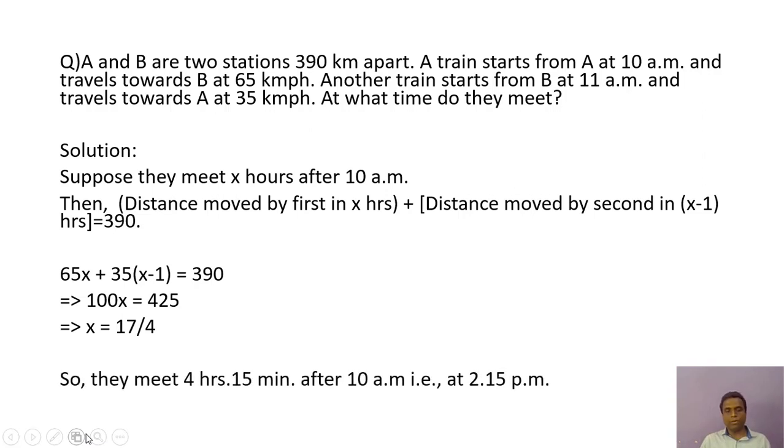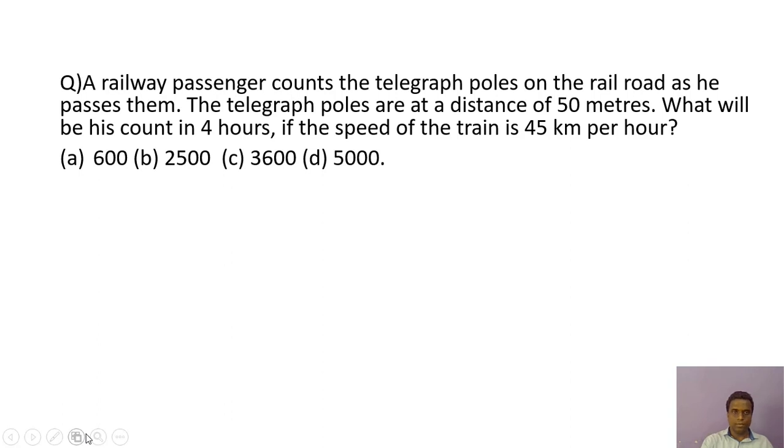So what is 17 by 4? If we convert it into hours and minutes form, we get 4 hours 15 minutes. That is at 2:15 p.m. Okay, students. Now we will see the next question.